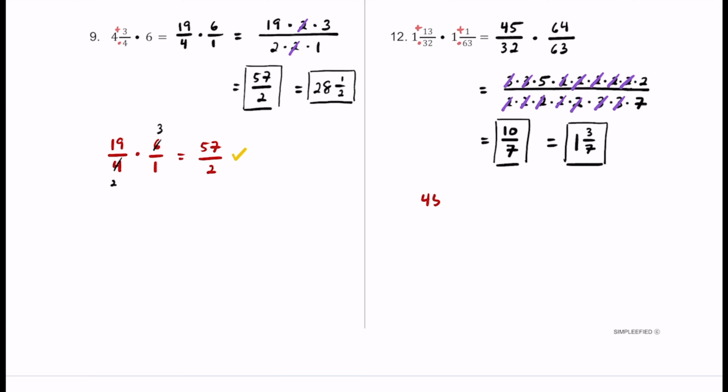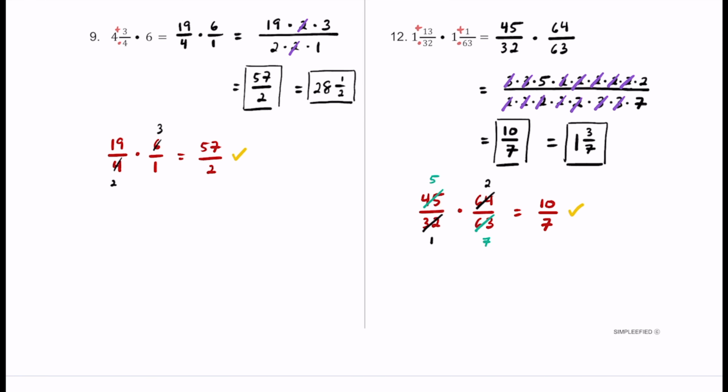Now if you're using the cross-canceling method, we have 45 over 32 and we're multiplying that by 64 over 63. Then this might go even faster for you if you like this method. Now you might notice that 32 times 2 is exactly 64, so you can divide them by the GCF of 32. And then if you look at 45 and 63, they're both divisible by 9. So 45 divided by 9 is going to be 5, and 63 divided by 9 is going to be 7. So much faster, but 5 times 2 is 10 on top, and then 1 times 7 is 7 on bottom. And this looks like it was what it was supposed to be.